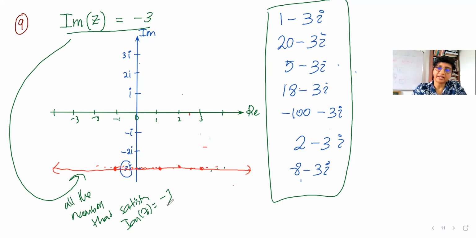Are you ready to go to number 10? Are we ready to go to number 10, the next example? Yes.